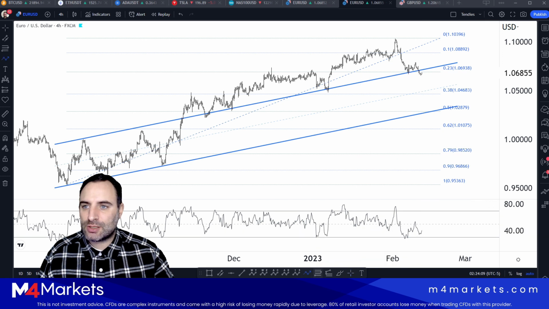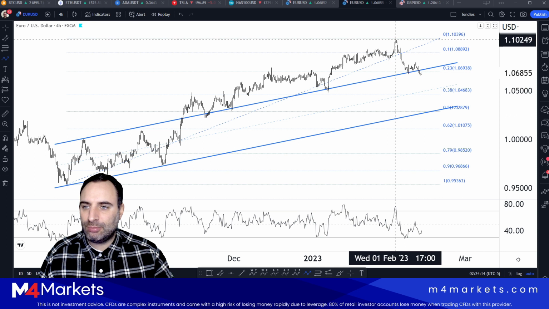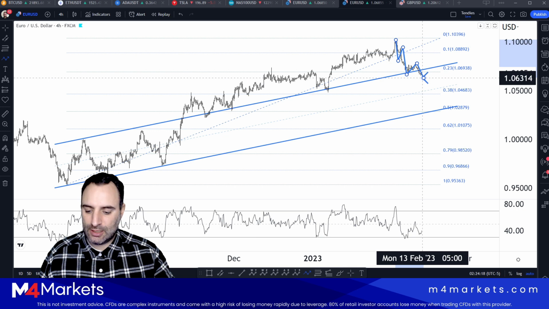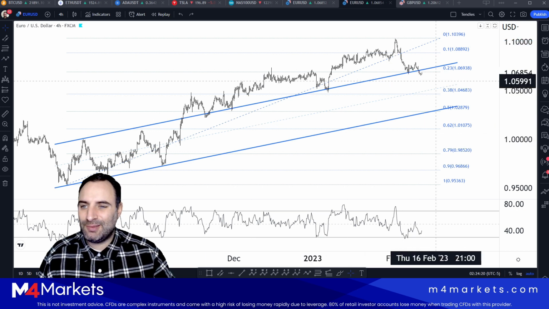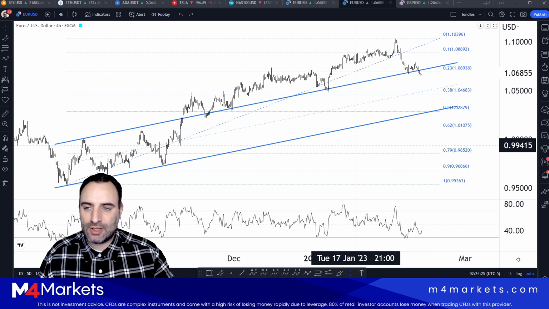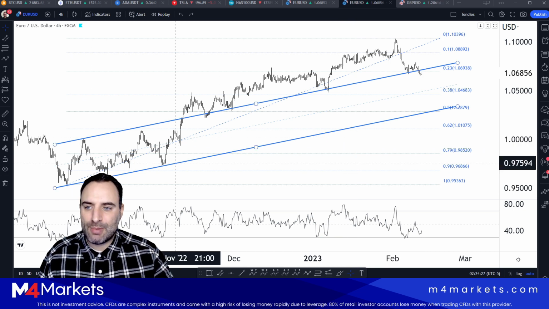Euro dollar has started to fall since the beginning of February. We have identified this 5-wave leg to the downside, and we'll have re-entered the base trend, which means, of course, that there is no acceleration to the upside any longer in the medium term, I would say.